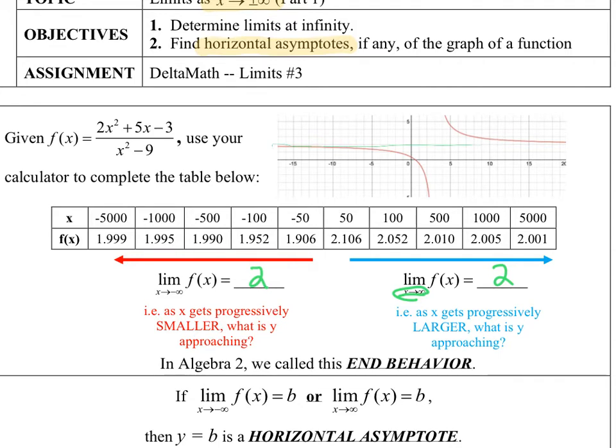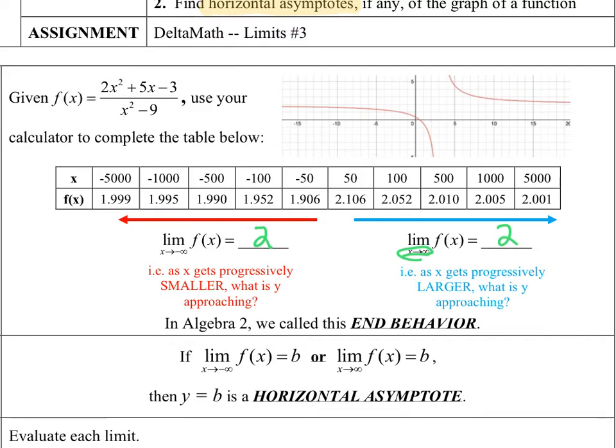So right here at y equals 2, I have a horizontal asymptote, and I can see that as I move to the right, I'm approaching 2 from above, and that's why these values are greater than 2 and getting closer from above 2. And as I move to the left, as x is approaching negative infinity, these y values are getting closer and closer to 2 from below.